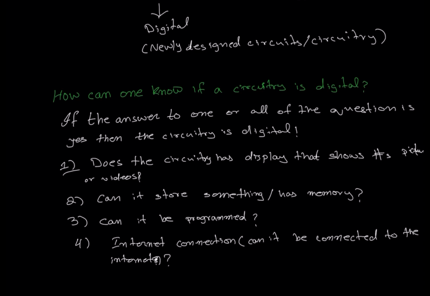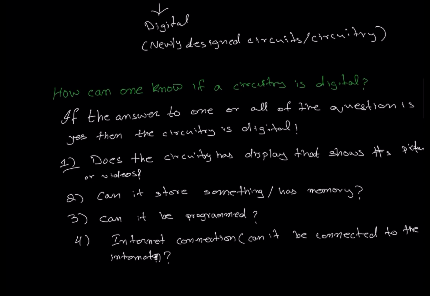Number one, does the circuit have a display that shows numbers, pictures or videos? That would be the example of a TV, laptop, mobile phone. They have a display. It shows numbers, pictures, and videos. Modern-day phones and TVs have that capacity.